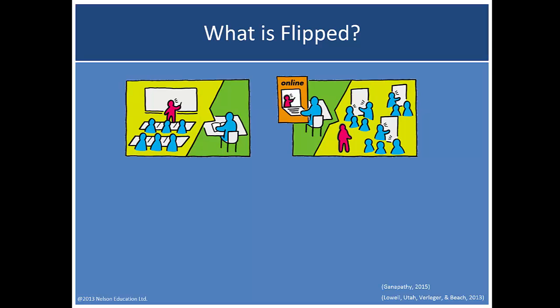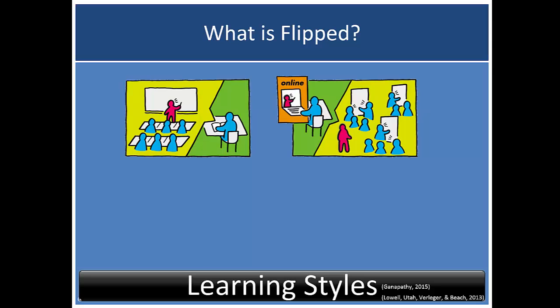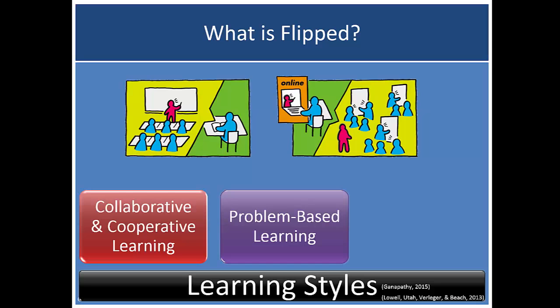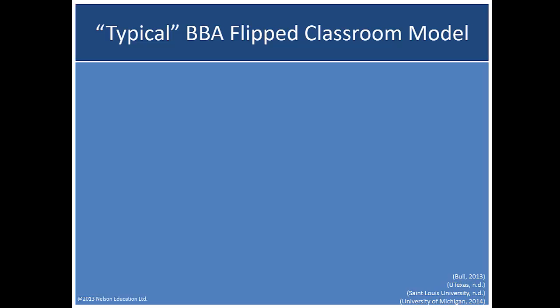So, what is flipped? The flipped classroom in the BBA incorporates a collaborative and cooperative learning environment. It incorporates some problem-based learning and it provides active learning for the students based on their unique learning style. A typical BBA classroom is different than a traditional classroom. In the traditional classroom, you have a lot of the sage on the stage activity taking place, and that's not happening in the BBA flipped classroom.